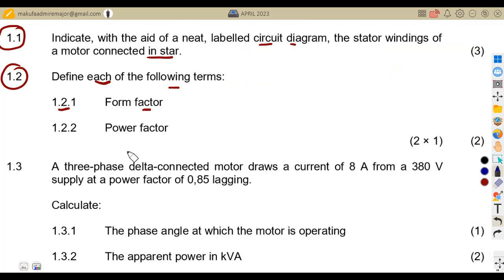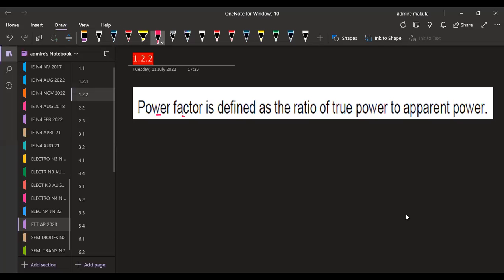Then we move on to the other part, 1.2.2, whereby now we are asked to define what is referred to as the power factor. The power factor, being taken from our power triangle, is defined as the ratio of the true power to the apparent power.